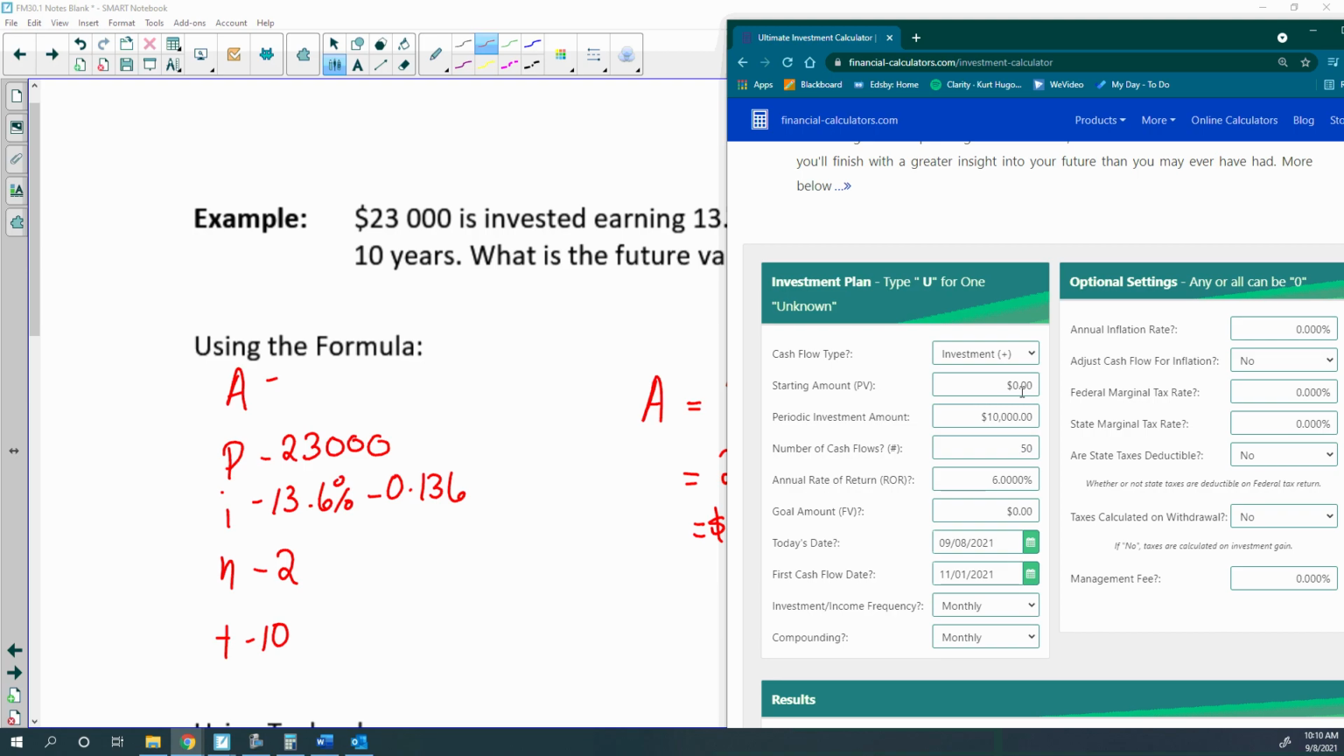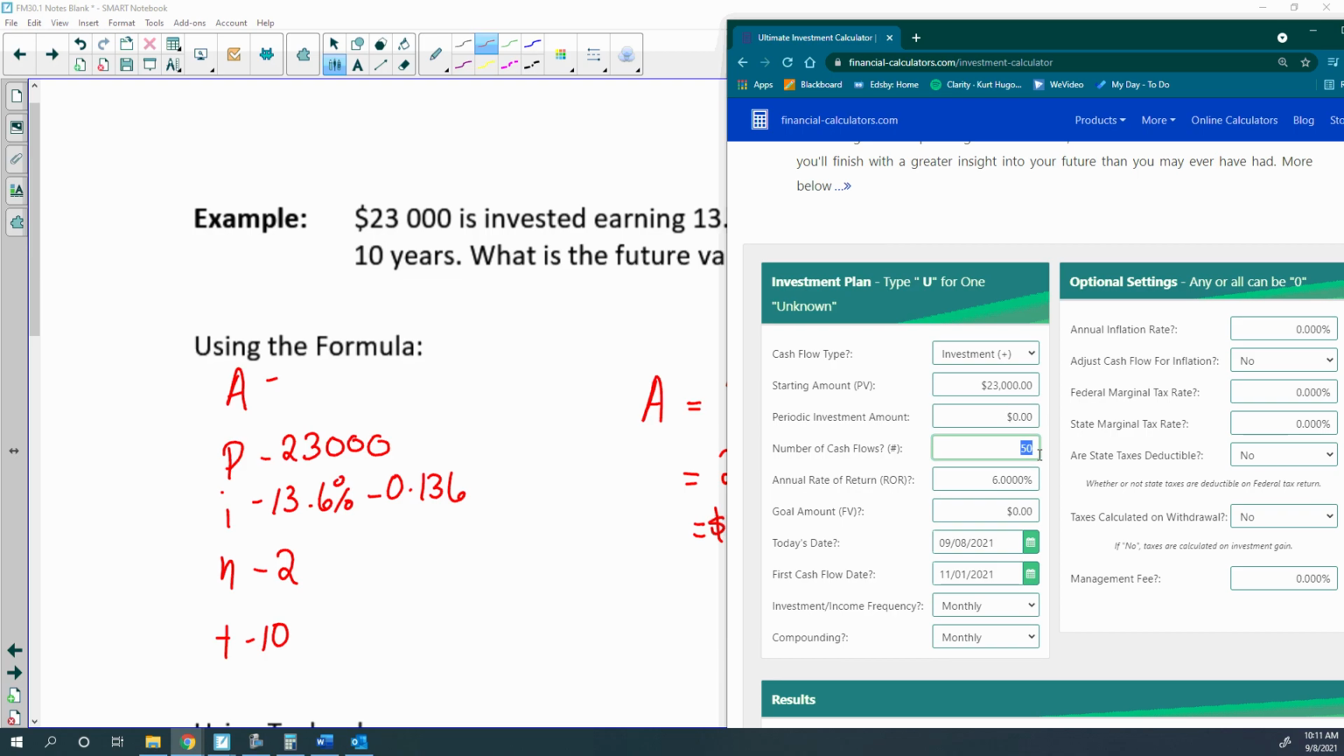Okay, so our starting amount was the 23,000. This periodic investment amount is just going to be 0. That's only there if you're like putting in, say, like $100 per month or something like that. For all our current calculations, it has nothing to do with what we're doing right now, so it's going to just be 0. We'll get to that kind of stuff later.